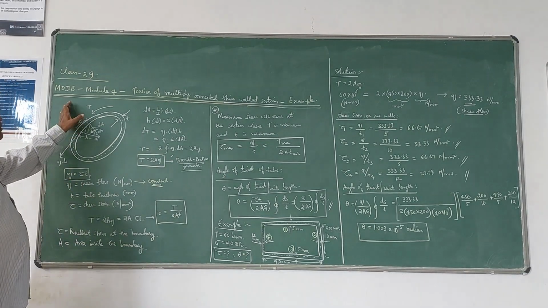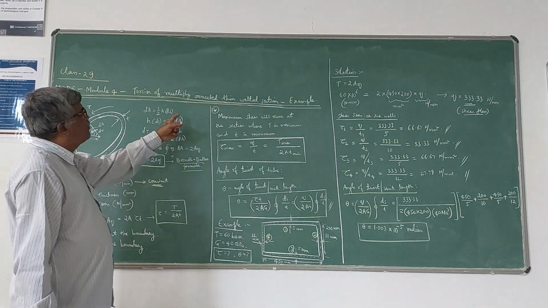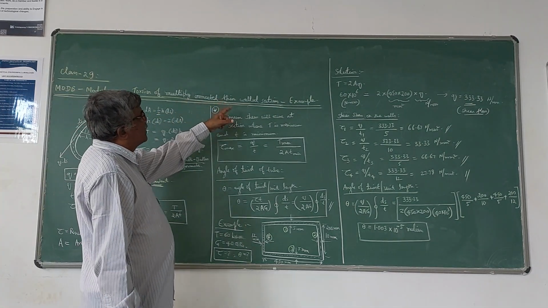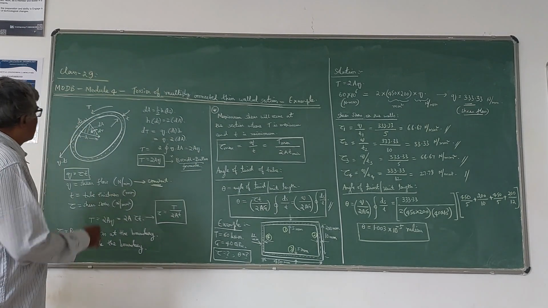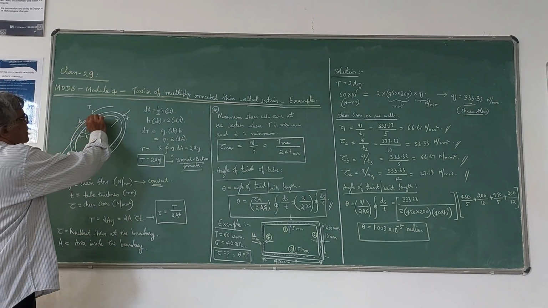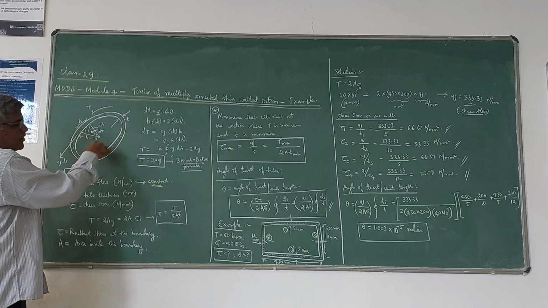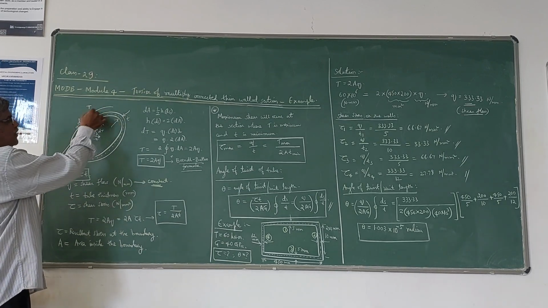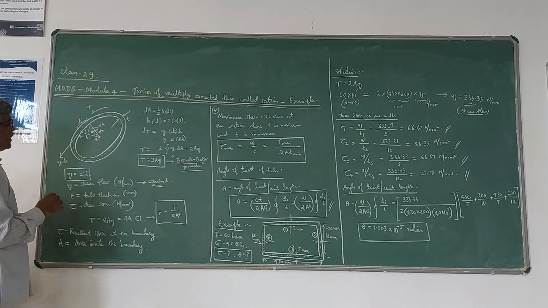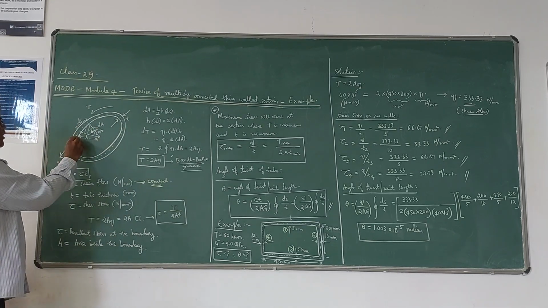So in this class, we will discuss torsion of multiply connected thin-walled sections with an example. To understand the concept, let us consider a thin-walled tube like this. The thickness of the tube is t. It is subjected to a torque T, and there will be a shear flow in the tube.